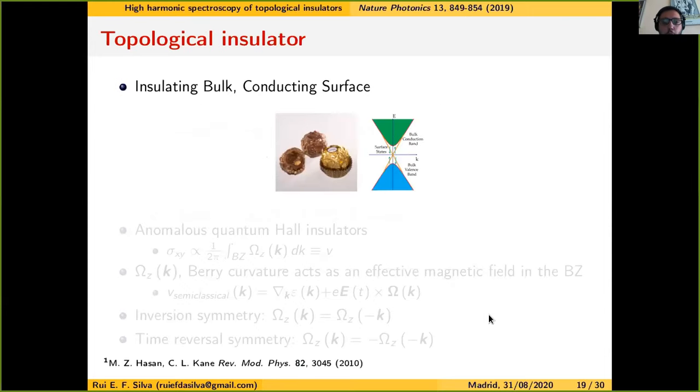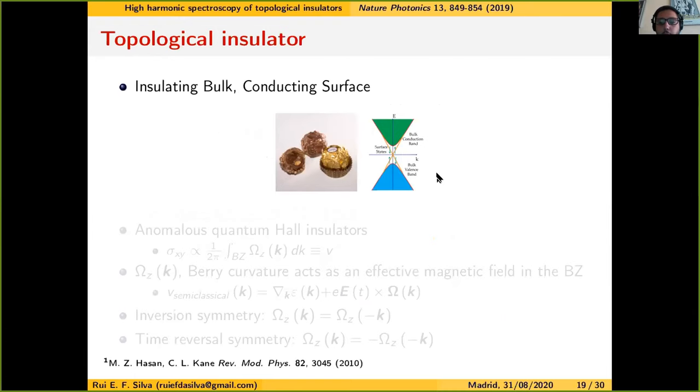So what is a topological insulator? I usually think of a topological insulator like a Ferrero Rocher, like a chocolate. So you have chocolate inside, which represents the insulating bulk, and you have the aluminium foil that covers the Ferrero Rocher, that is the conducting surface. And this happens because in a topological insulator, when you diagonalize or when you see the band structure of the bulk, you see that at the Fermi energy, you don't have any density of states. So your bands are gapped.